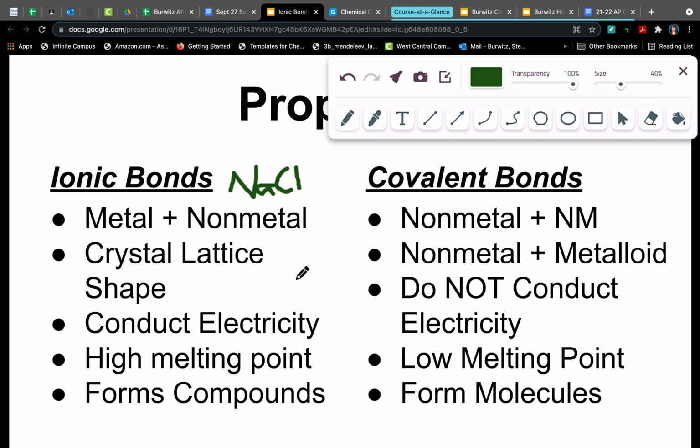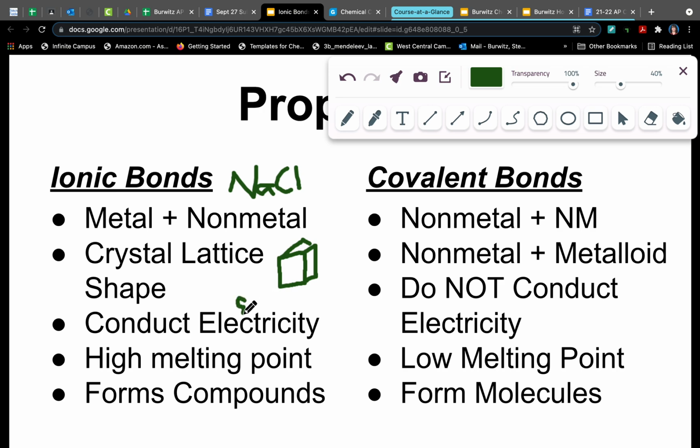That means that their positive and negative ions are arranged in a sort of cubic shape or diamond, just some sort of organized 3D shape that gives the bulk, so the things that we can see, the bulk sizes of the material, a particular shape. They conduct electricity when in solution or liquid.